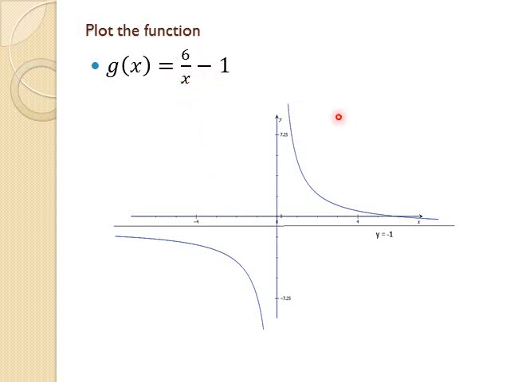Because a is positive, my drawing must be in the first and third quadrants. y equals negative 1 is my horizontal asymptote. x equals 0 is my vertical asymptote. The graph will not make contact with those two lines. And that's just a quick overview of what a hyperbola is.